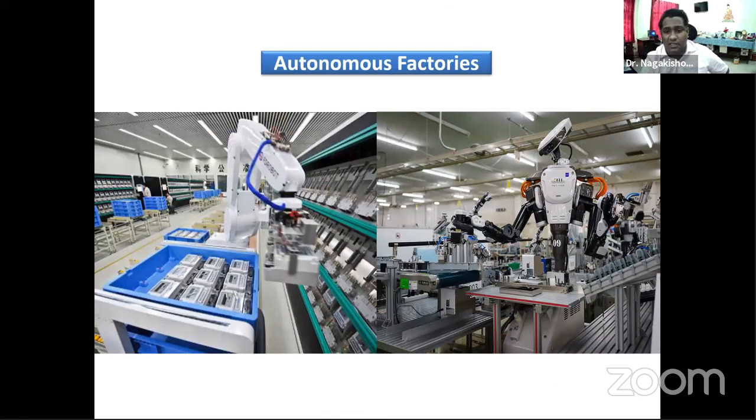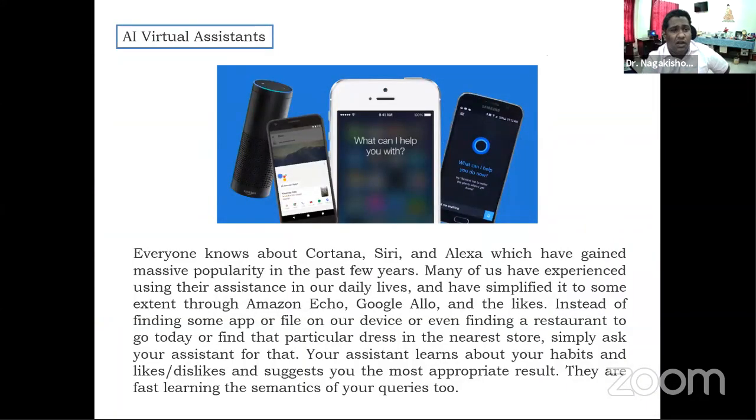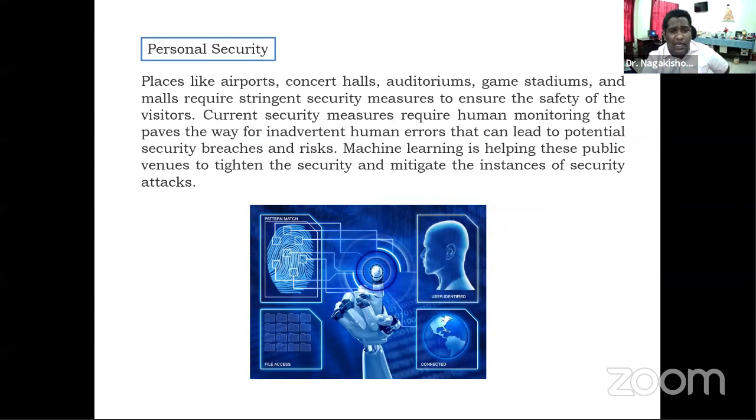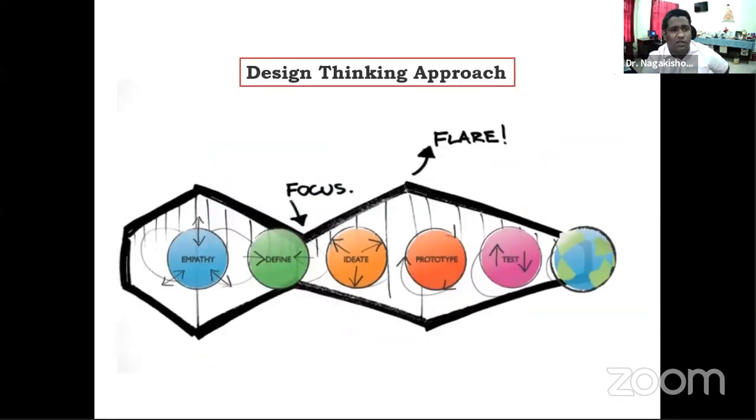And autonomous factories. I'm going to show some simple photos about autonomous factories, smart healthcare, smart cities, smart buildings, and how we can take care of personal security. And machine learning algorithms are there, especially research work going on in airports. Now, online search: be aware of what you type online, it's very important. Okay, my final concept, and it will take 2 minutes only.